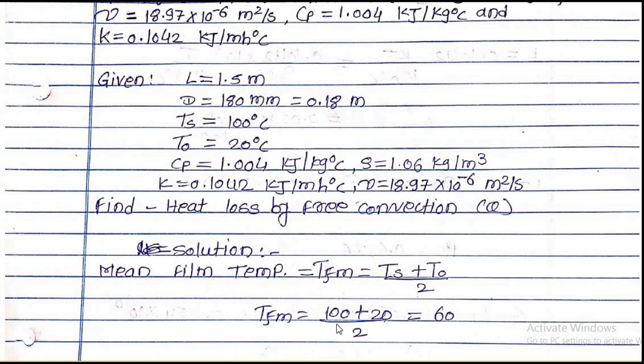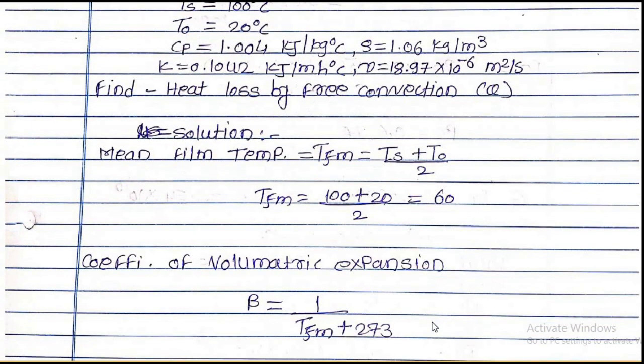So here we have done that particular addition and divided by 2. So mean film temperature is equal to (100 + 20) / 2 = 60. So we'll get the mean film temperature, and whatever properties are provided, those properties are provided at the mean film temperature only. So we need not go for the property table.